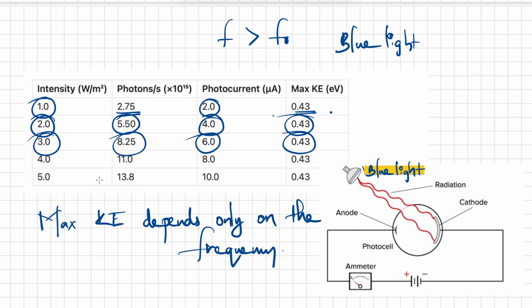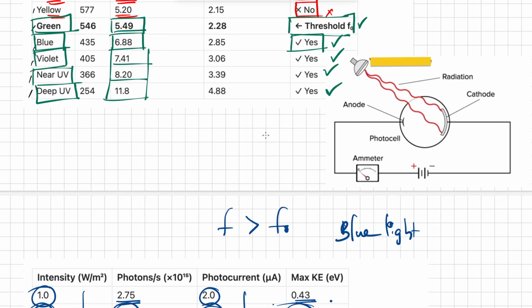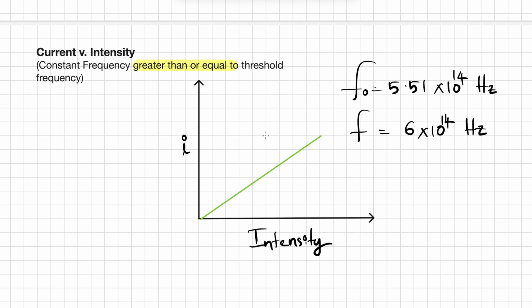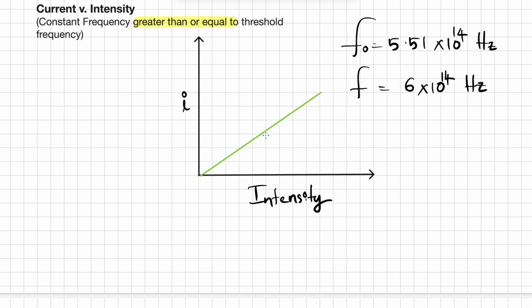Yeah. So in this case, you are increasing the intensity, current is also increasing, right? So that is this graph. You are using a radiation that has frequency greater than threshold frequency. By increasing the intensity, you are increasing the current flowing through the circuit.